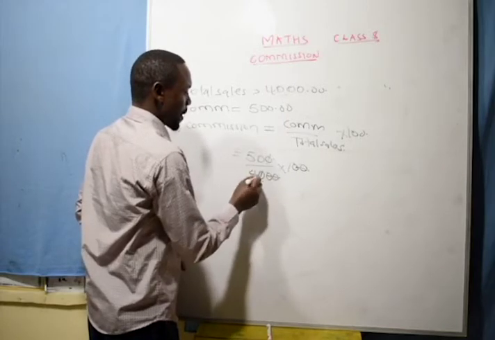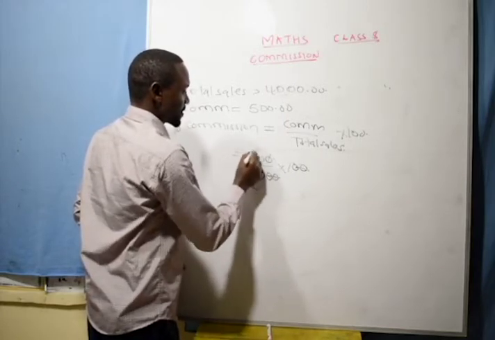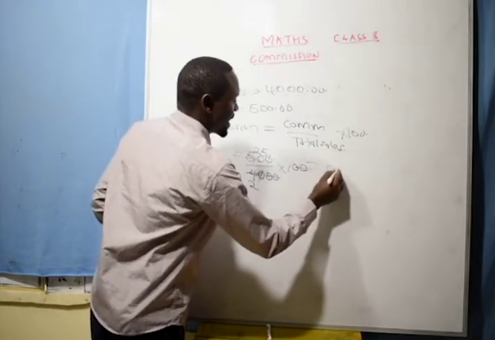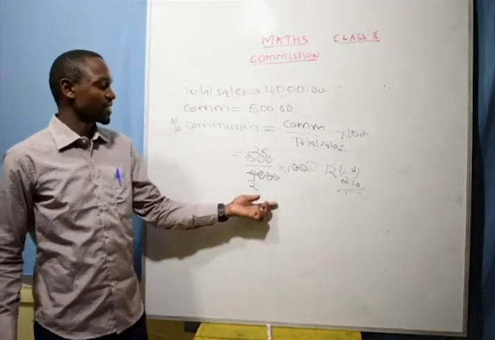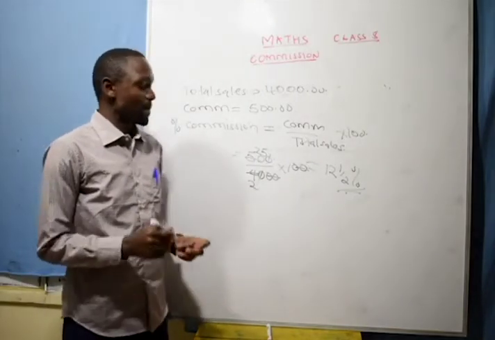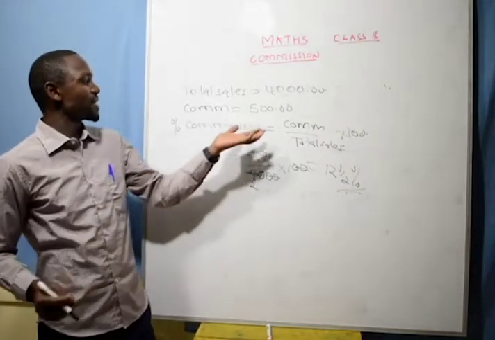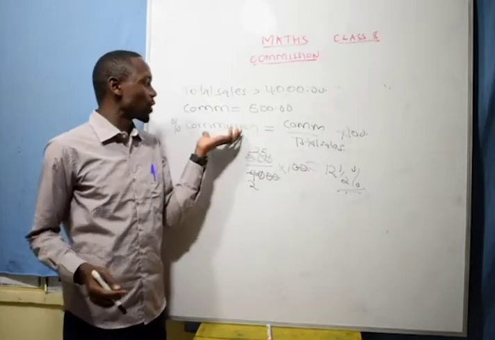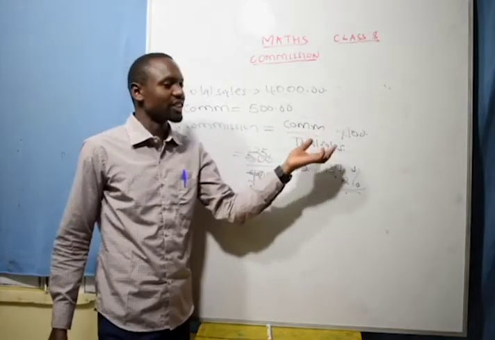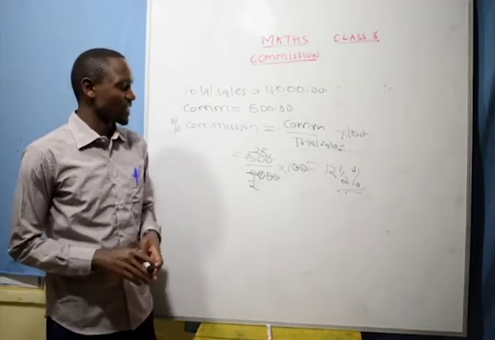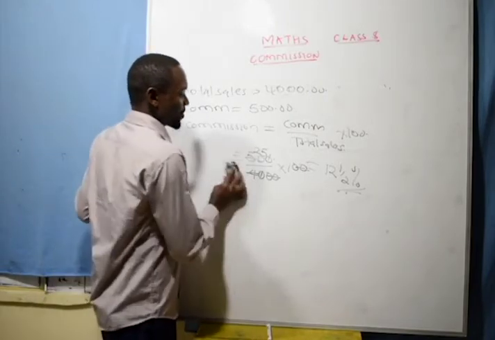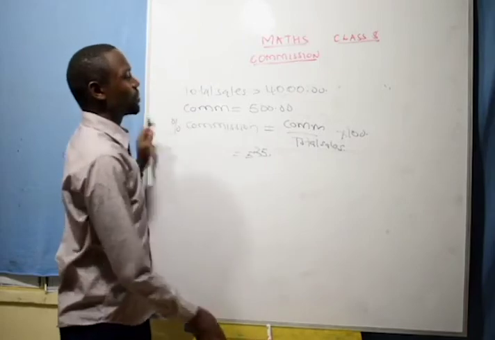And here you find this is 12.5%. That is the percentage commission. So percentage commission is equal to the commission over the total sales times 100. That is how you do questions on commissions.